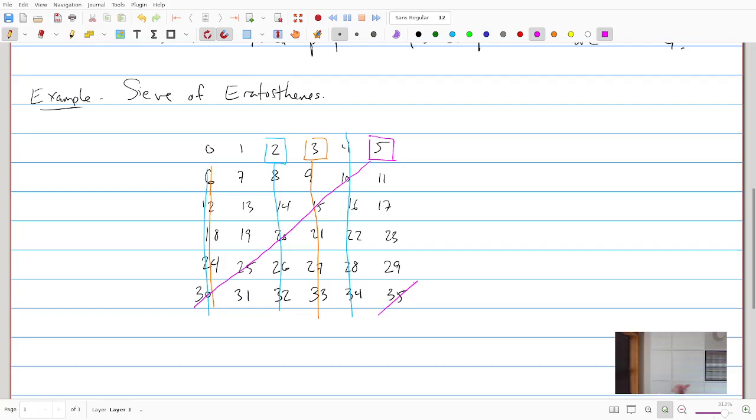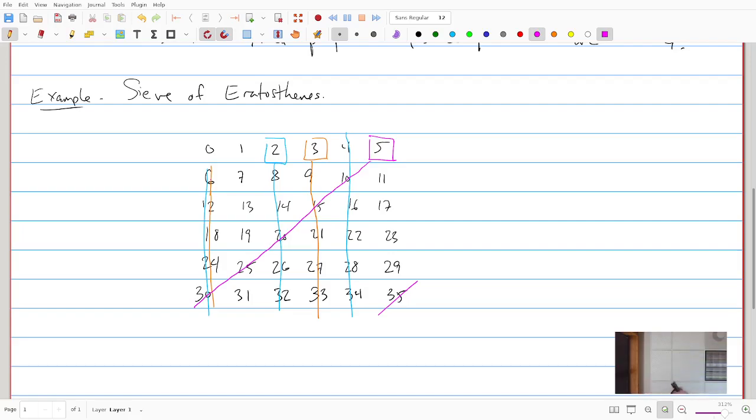Now, here's the point. We went up to 36. The square root of 36 is 6. So that theorem we just proved tells us that any number up to 36, if it has a divisor, the divisor has to be at most 6. 6 is not prime. And so at this point, we can just say we're done. Any other number which is not crossed out has to be prime.